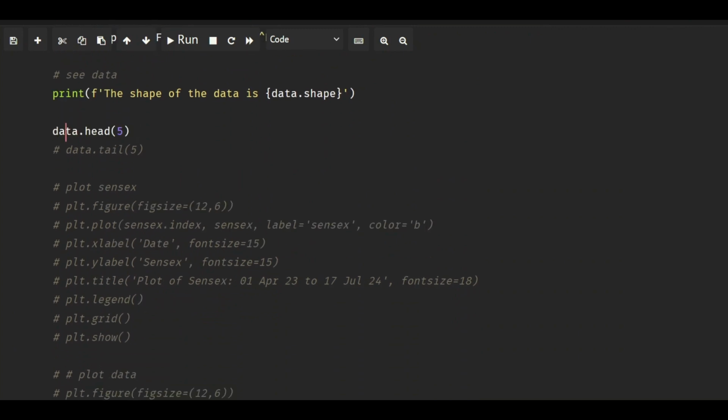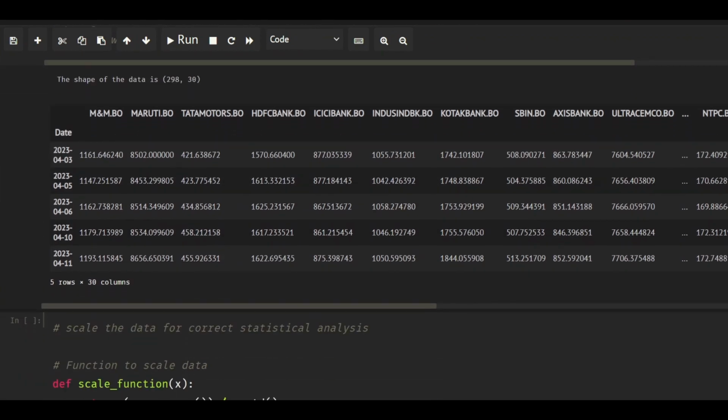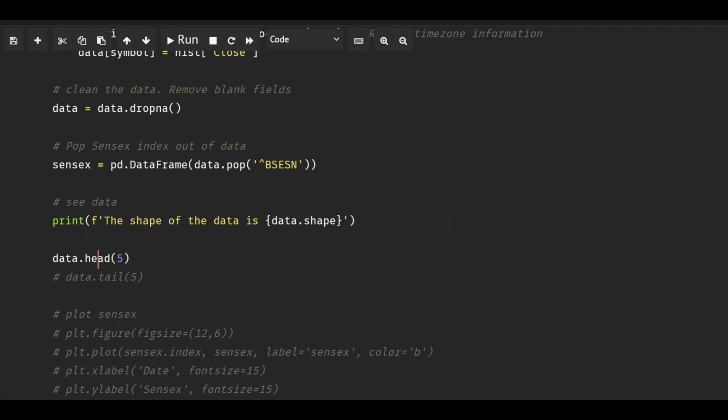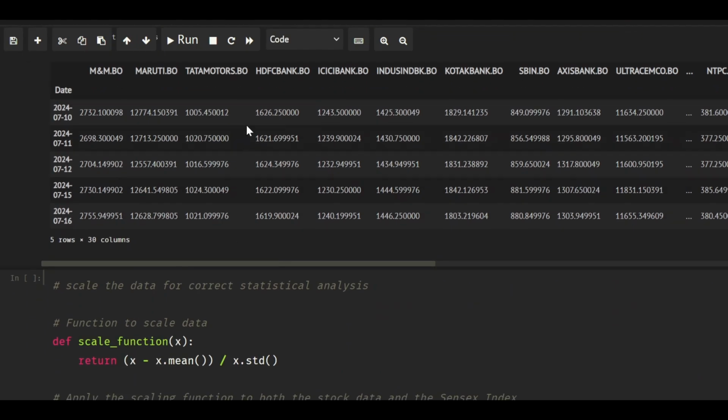So let's have a look at the first 5 entries. And as you can see, on the columns we have the companies, the stocks, and the rows are having prices, daily prices, starting from 3rd of April, because I think 1st and 2nd were Sunday and Saturday. So these are the first 5 entries from the top, and we can also have a look at the bottom of the data frame. So again, we are going up to 16th of July 2024, and all these are stock prices.